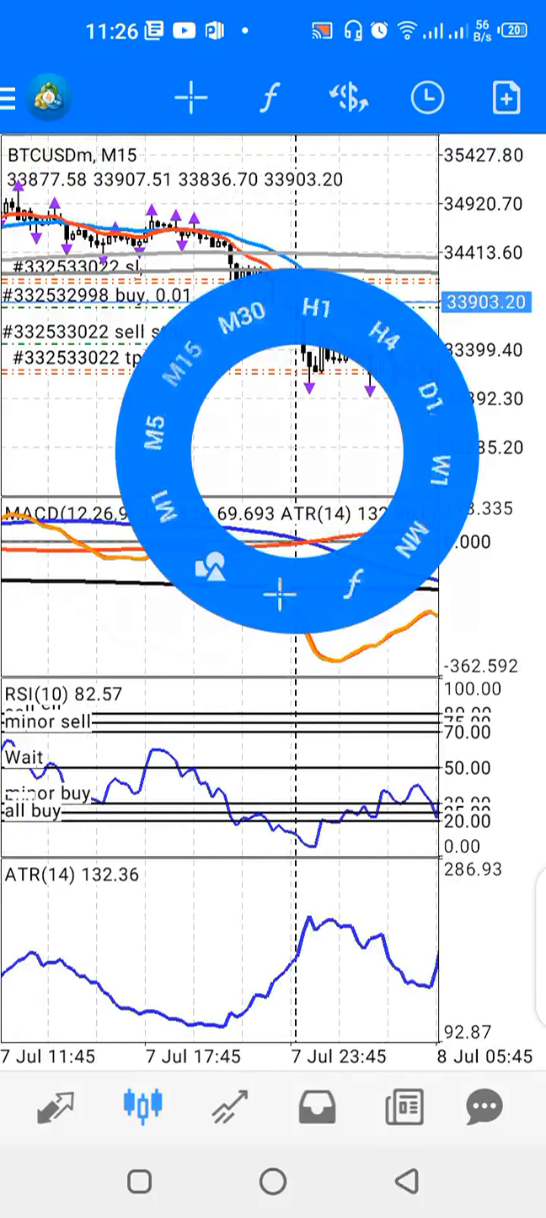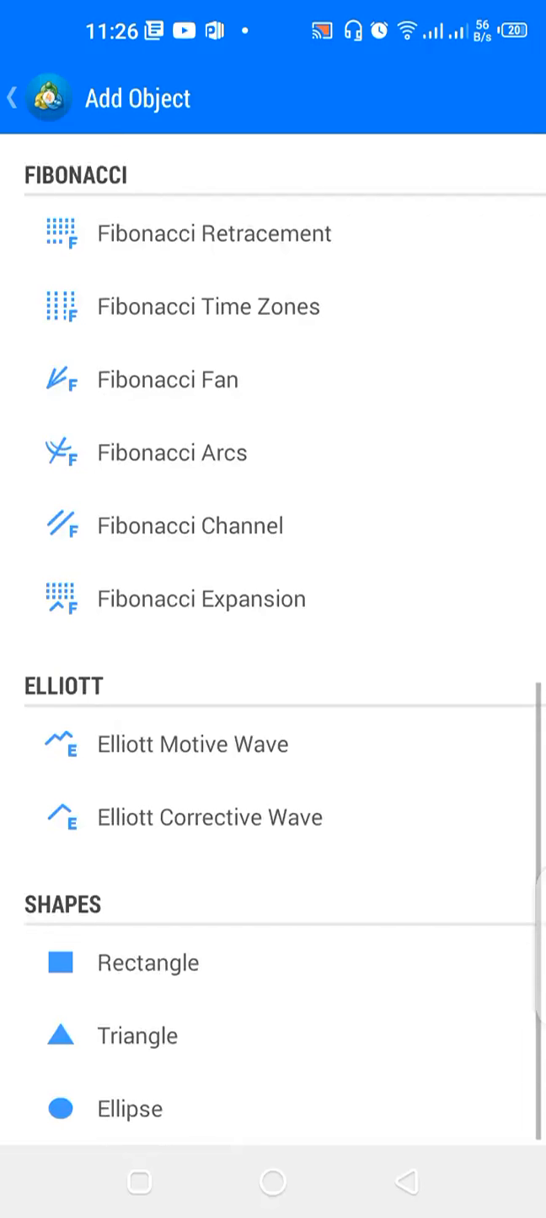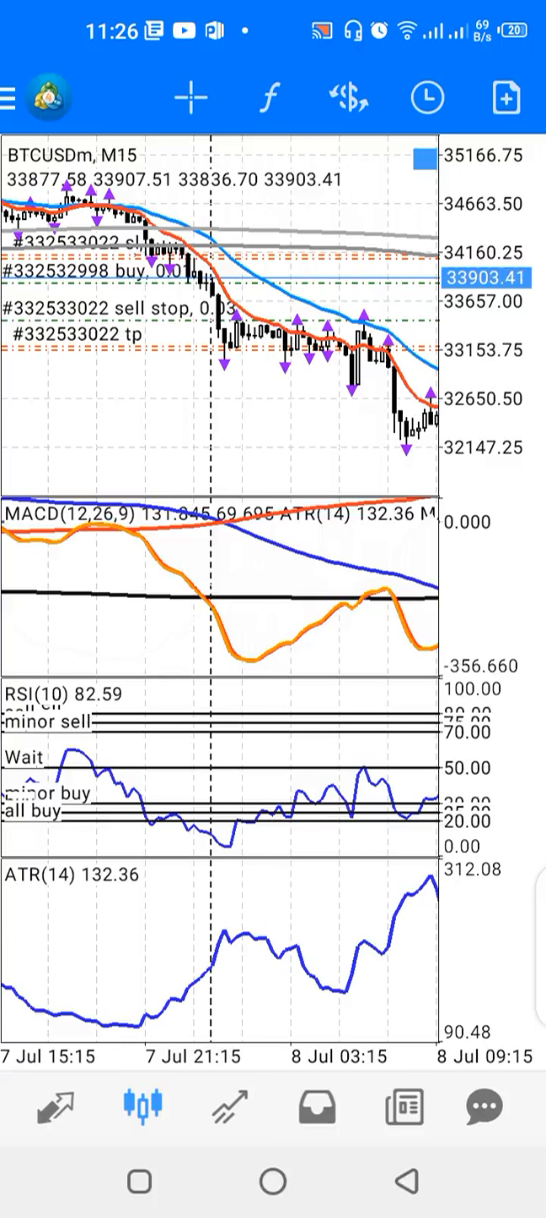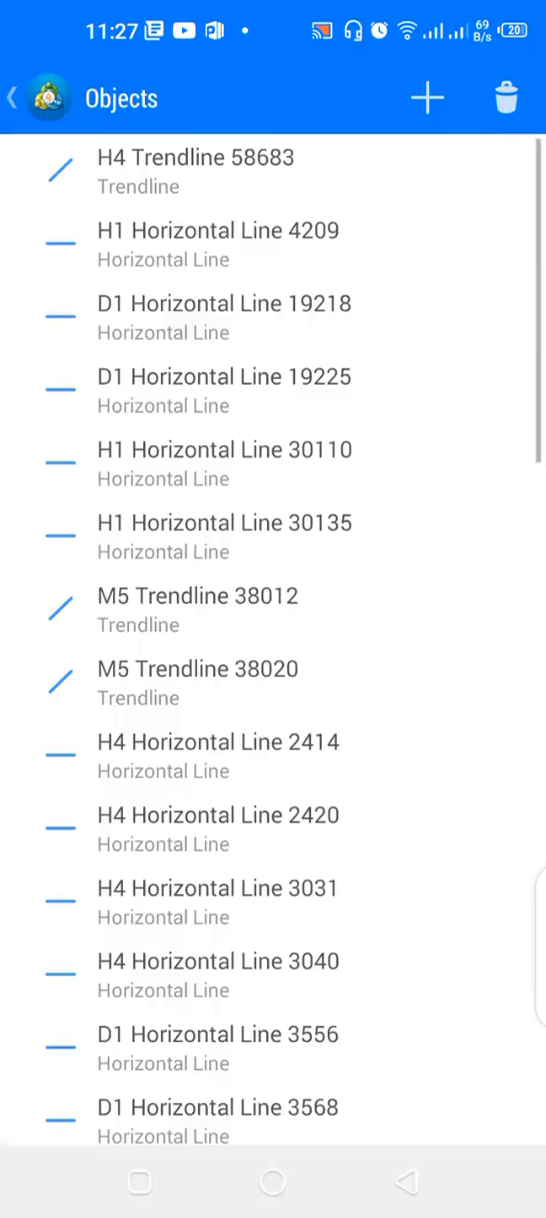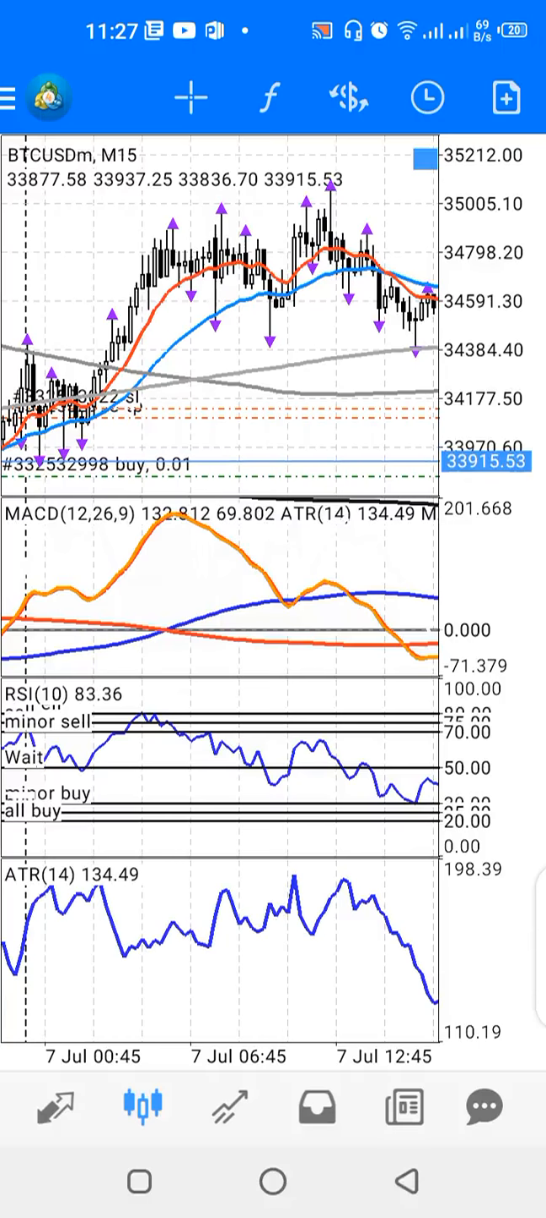When these two moving averages, the blue and the red moving average, cross down on the gray moving averages, you have a sell or sell trend development. That means you have a bearish trend. But when it crosses up, you have a bullish trend development. So in a bullish trend, you look for buy opportunities.